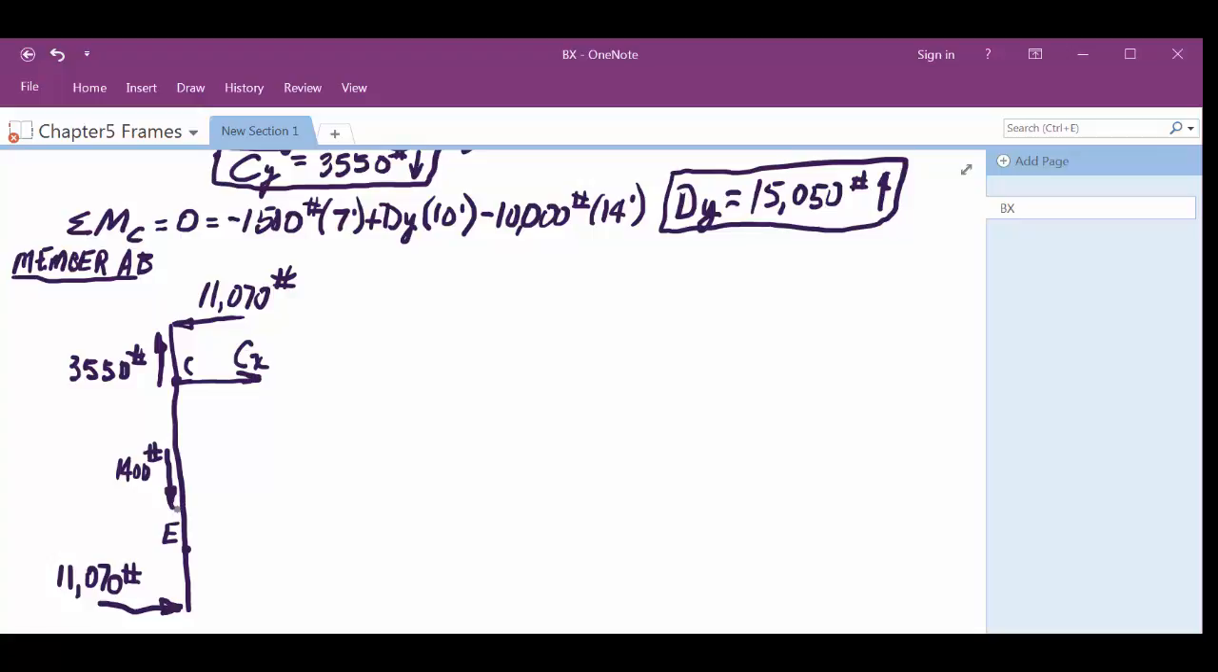Then what's happening at E? Okay, now it's what the brace is doing. Well, that brace is going to be pushing down and to the left, isn't it? It's going to be in compression. So that brace is actually doing this at E. EY is doing that. EX is doing that.